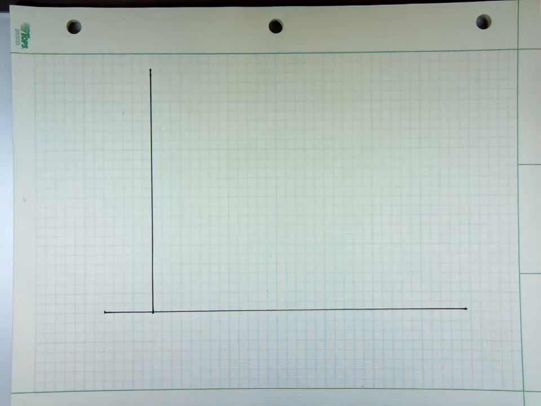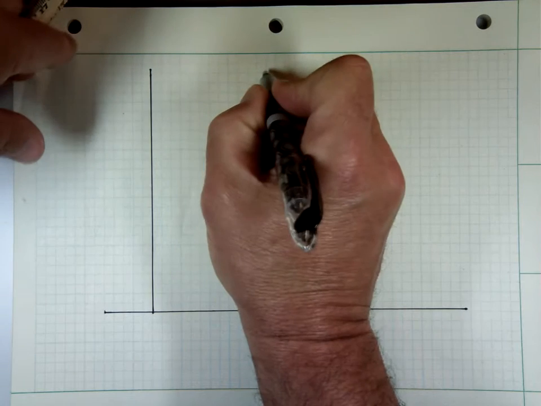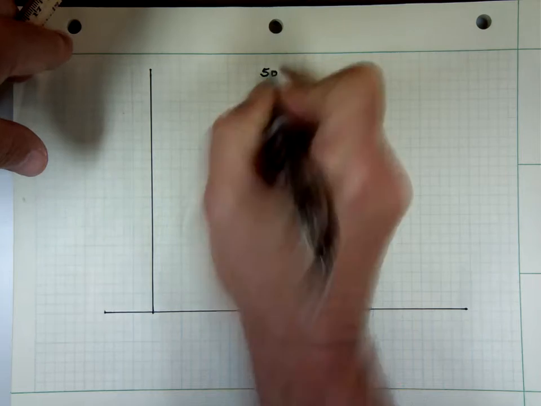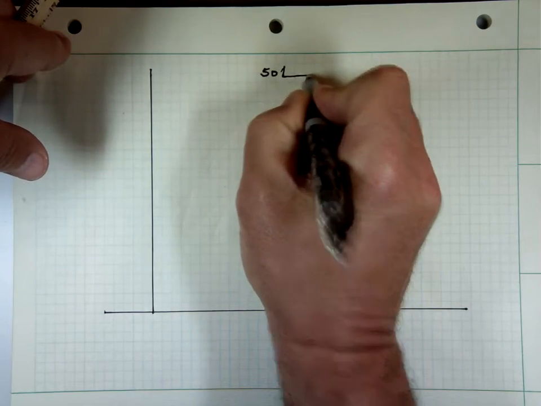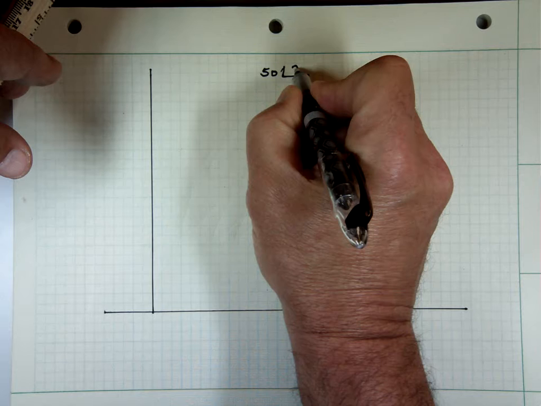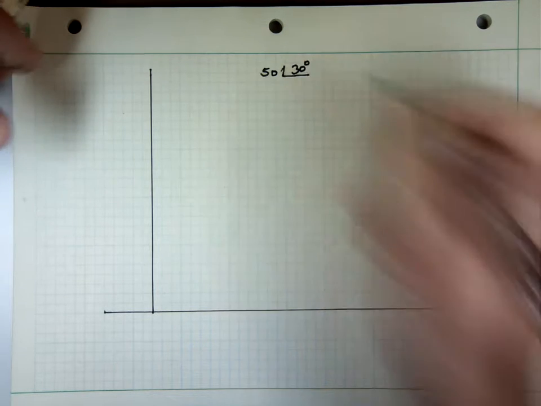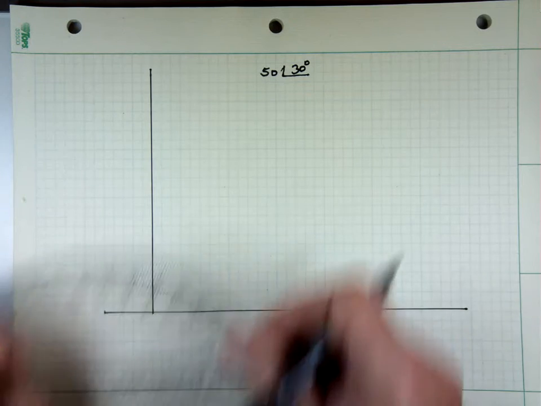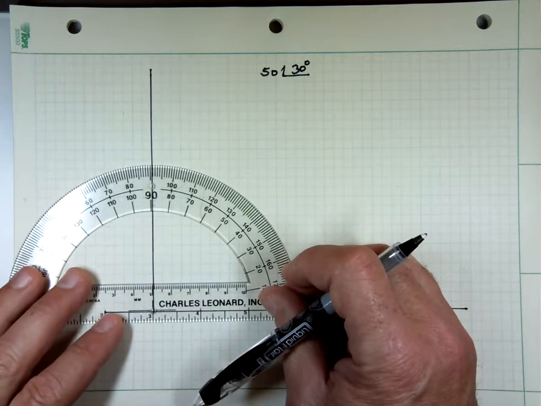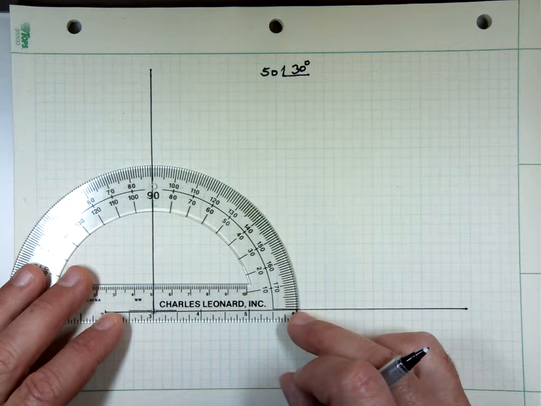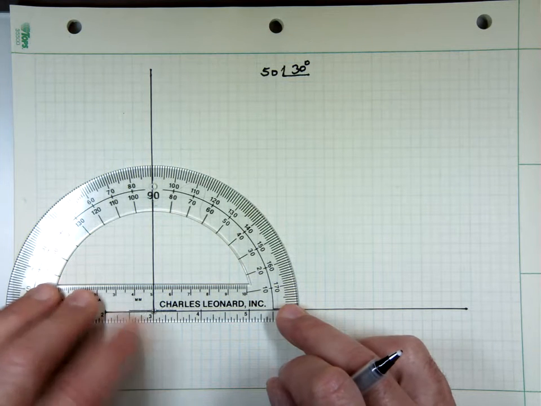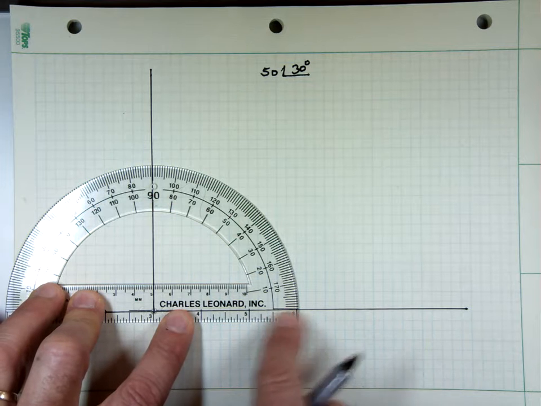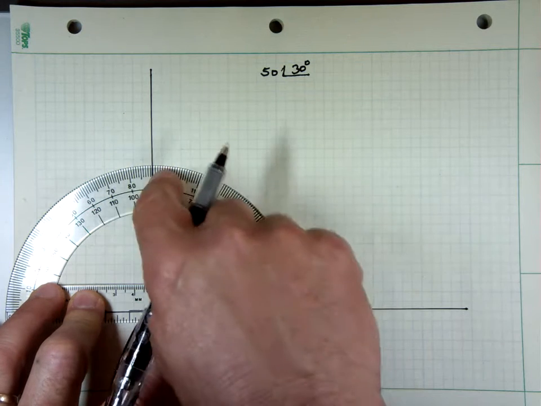Let's say I have a vector with a value of 50 units and an angle of 30 degrees. How would I graph that? 50 at angle 30. I'm going to take my protractor and lay that across. Notice the protractor you have, there are a few different ones I passed around. First, line up the 0 with the x-axis and the 90 with the y-axis.